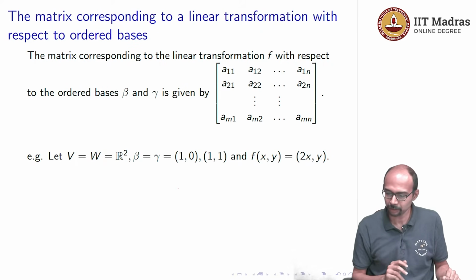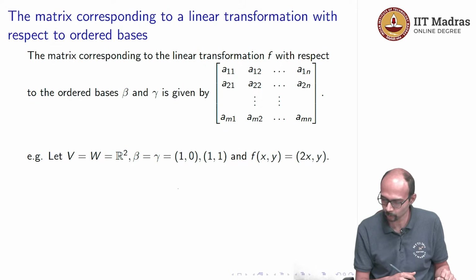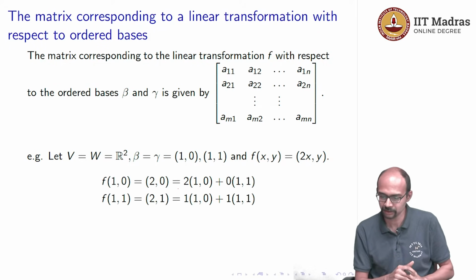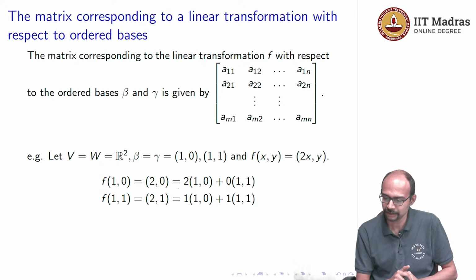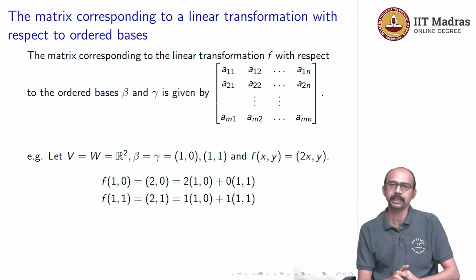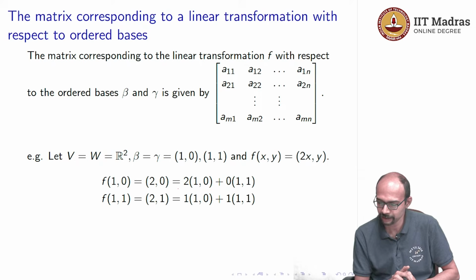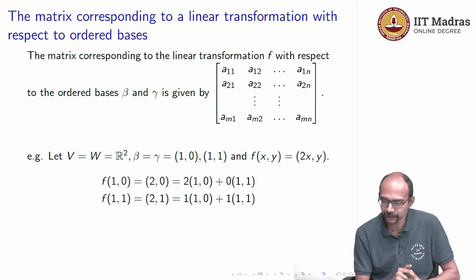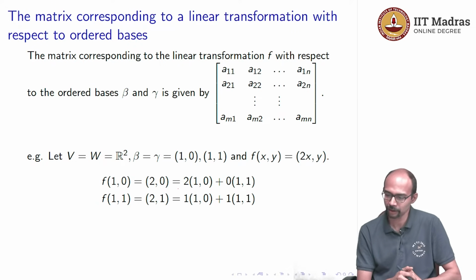Okay. So, just as an example, if you have V and W are R2 and beta is gamma is 1 0 and 1 1. So, it is not the ordered standard basis, it is this one, and let us say f of x y is 2x comma y. Let us work out what that means. So, you take f of 1 0, that is 2 comma 0, and you express that in terms of our basis. So, this is 2 times 1 comma 0 plus 0 times 1 comma 1, and you take f of 1 1, that is 2 comma 1. So, you express it in terms of our ordered basis. So, this is 1 times 1 comma 0 plus 1 times 1 comma 1.